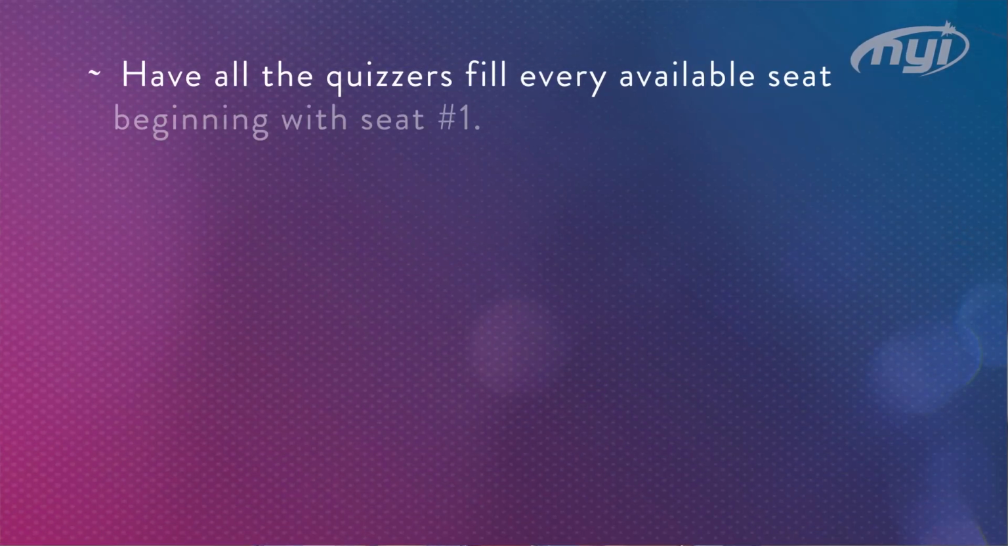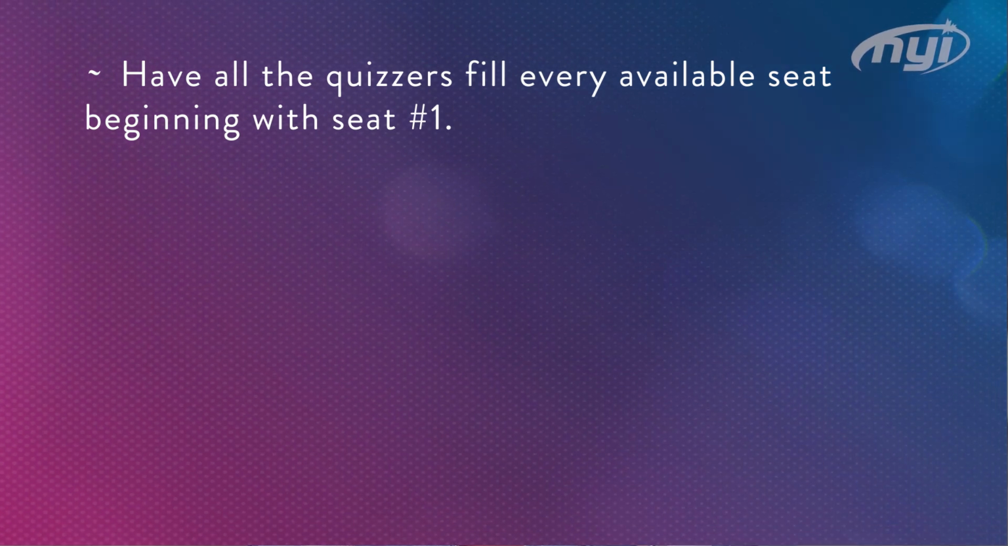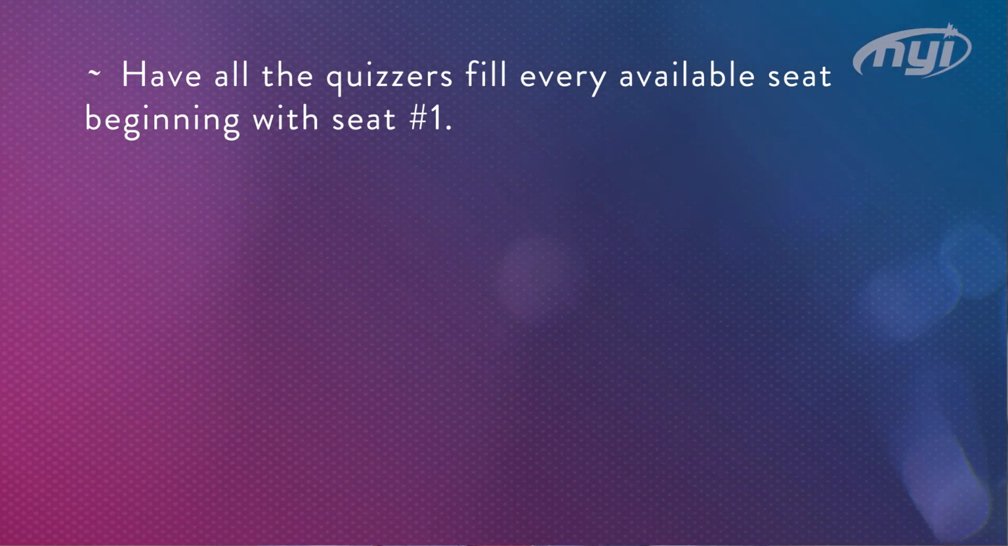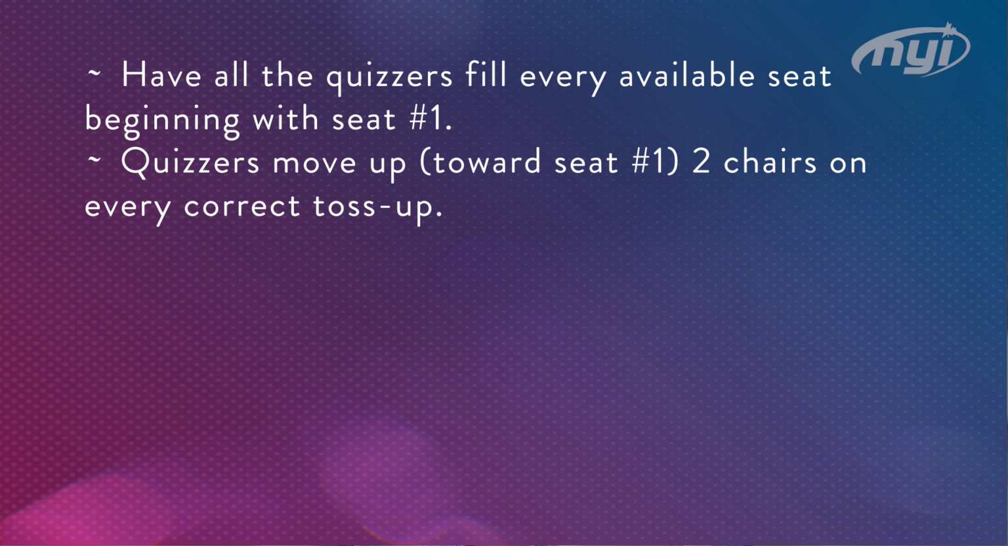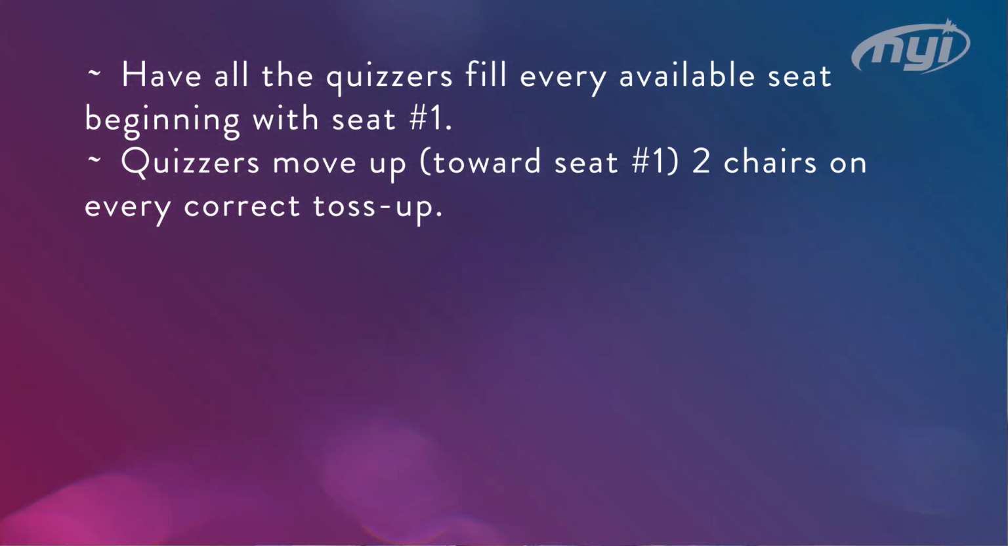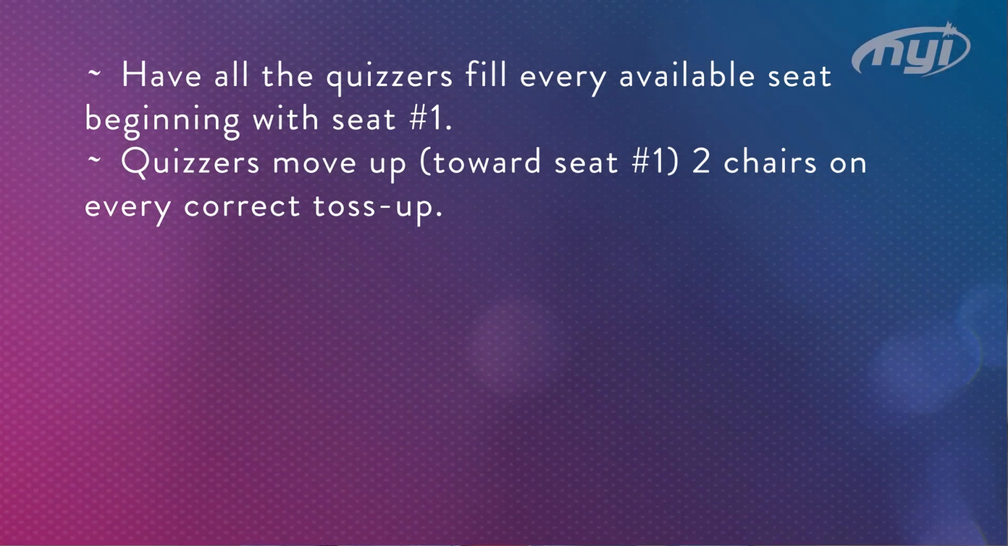A very popular activity that uses traditional quiz equipment but a different set of quiz rules is King or Queen of the Hill. There are many variations of this game. Here's an example. Have all the quizzers fill every available seat beginning with seat number 1. Quizzers move up towards seat number 1, 2 chairs on every correct toss-up.